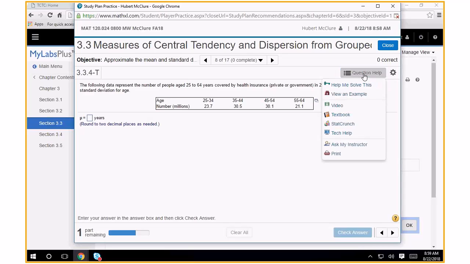Okay, the most important prop or learning tool right here is Ask My Instructor. These learning styles, these little icons right here are not to take the place of the instructor. These are to help you get through homework when you get stuck. That's what they're there for. All right. Now, MyLabsPlus, MyMathLab is the original.